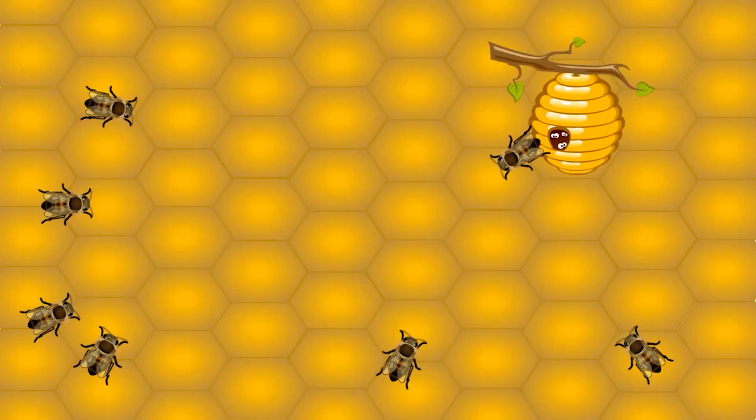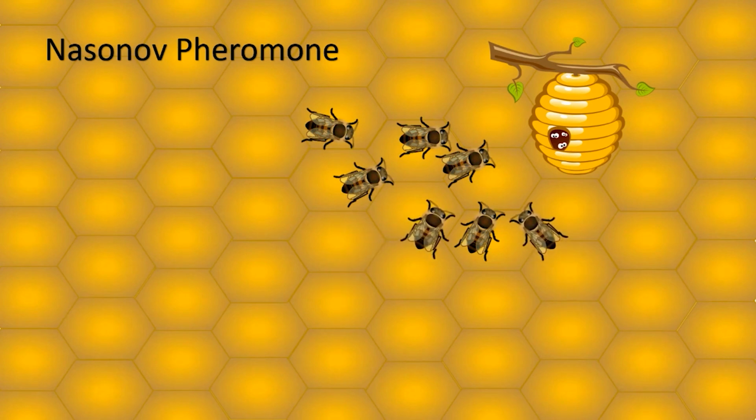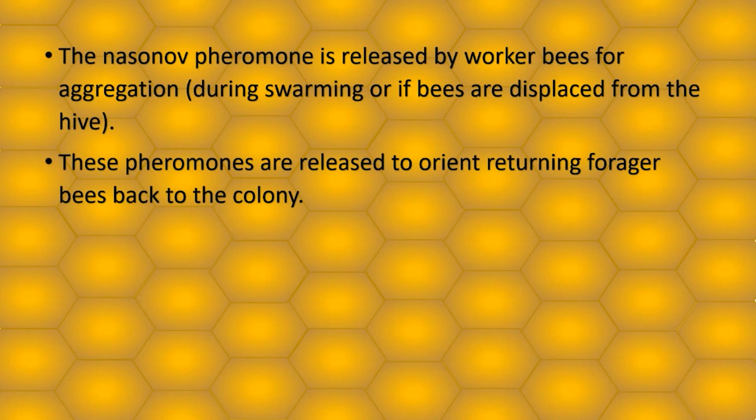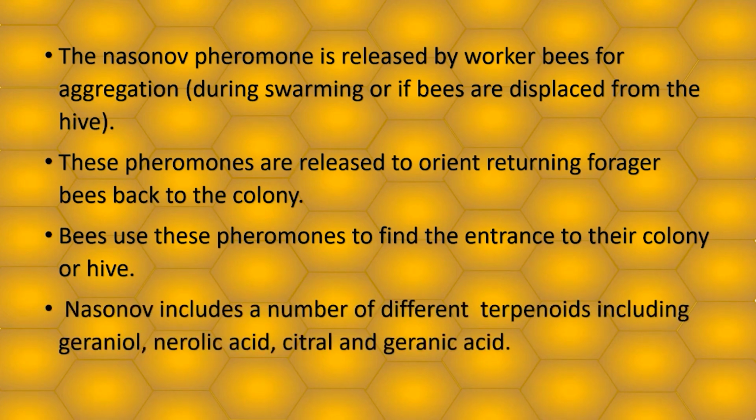Now, let us see about Nasonov pheromone. The Nasonov pheromone is released by the worker bees for aggregation, that is, during swarming or if the bees are displaced from the hive. These pheromones are released to orient the returning forager bees back to the colony. The bees use these pheromones to find the entrance to the colony or hive. The Nasonov pheromone includes a number of different terpenoids, including geraniol, nerolic acid, citral, and geranic acid.